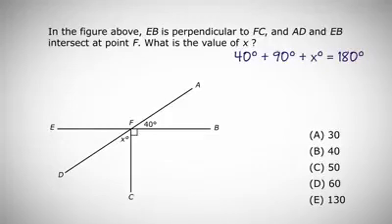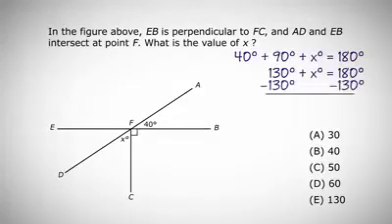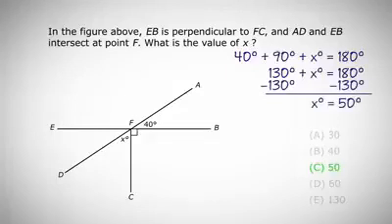Now all we need to do is solve for x. Simplify the left-hand side of your equation. 130 plus x equals 180. Now, in order to isolate x, we have to subtract 130 from both sides, which leaves us with x is equal to 50, which matches with answer choice C.